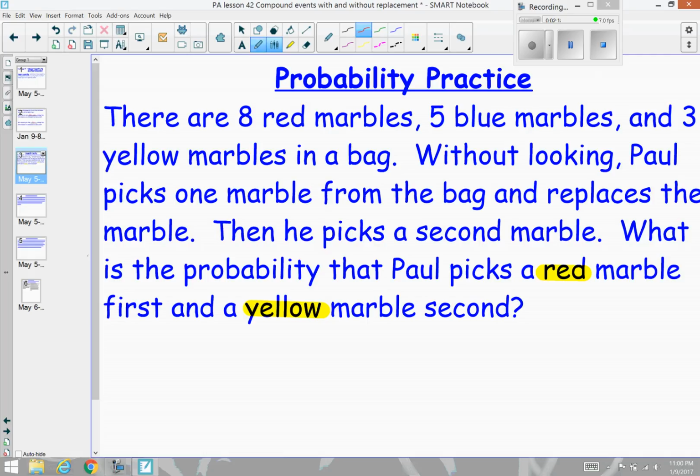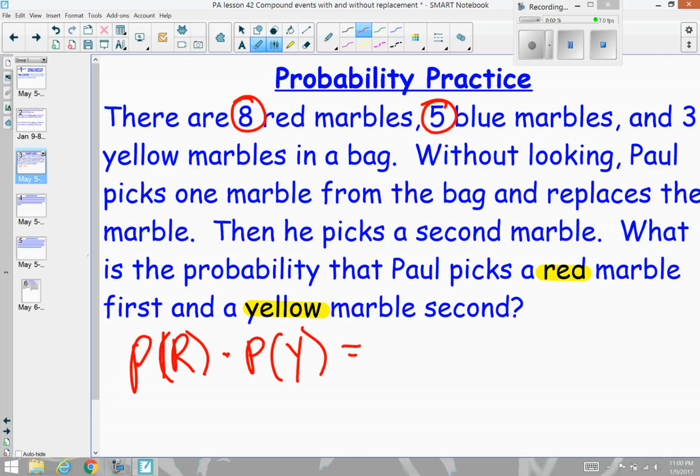When we're looking at this, again, we're looking for the probability of picking a red times the probability of picking a yellow. Our total number of outcomes is the 8 red, the 5 blue, and the 3 yellow. So therefore, our total number of outcomes is 16. So the probability of picking a red is 8 out of 16, or 1 out of 2, 1/2.